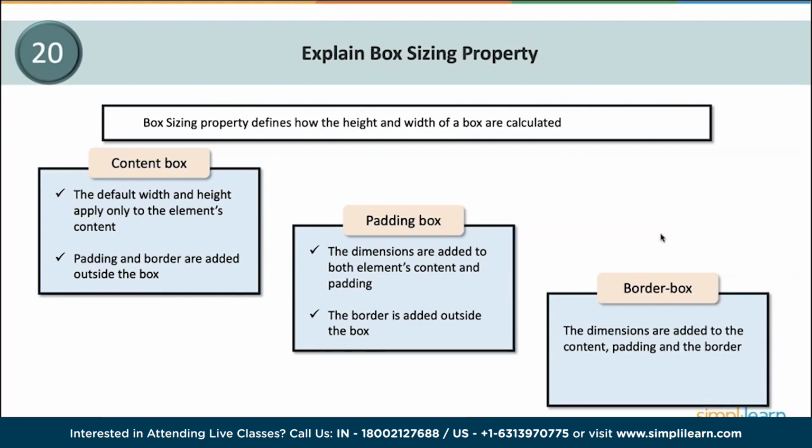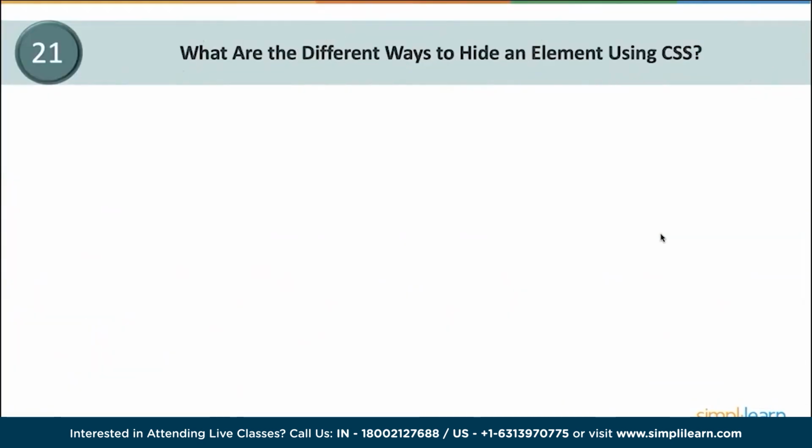Padding box: here you talk about the dimensions which are added to the box element's content padding. Third, which is available, is called border box. Here the dimensions are added to the content, padding, and the border.